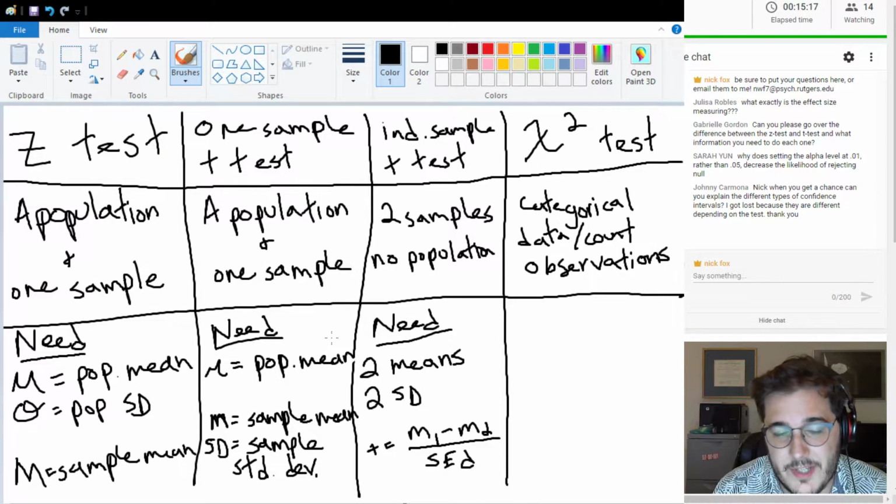You need sample size for these two. But you'll be given sample size. So here, you don't have any population parameters. So you have to make do with their two sample means, which you have up here.